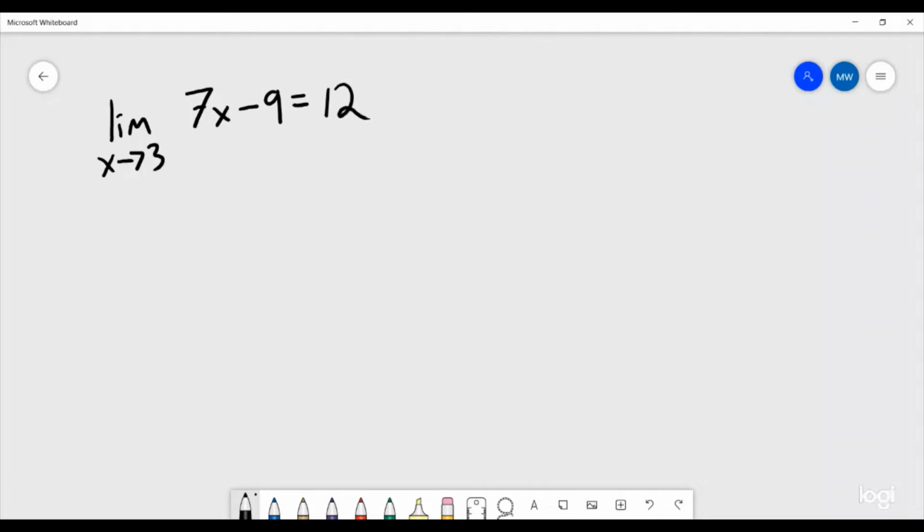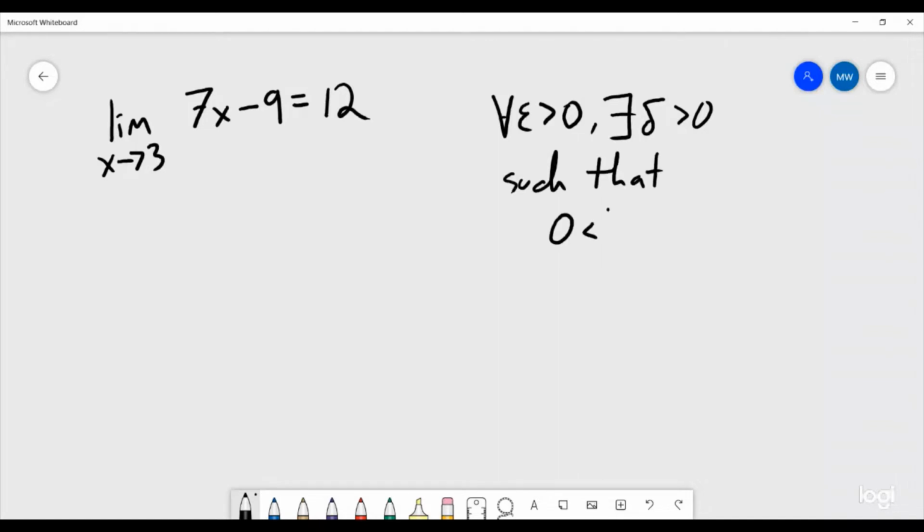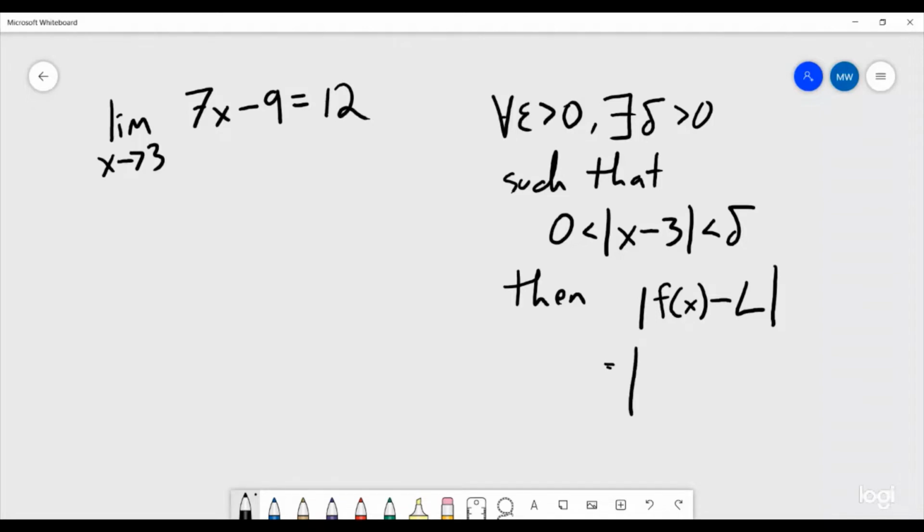So what we want to show is that for any epsilon greater than 0, there exists a delta greater than 0, such that if 0 is less than the absolute value of x minus 3 is less than delta, then the absolute value of f of x minus our limit, or in other words, the absolute value of 7x minus 9 minus 12, is going to be less than epsilon. So that's what we're going to be approaching and trying to show.